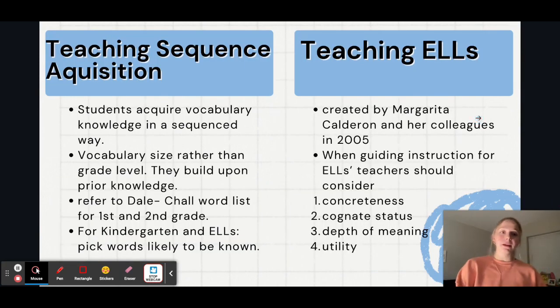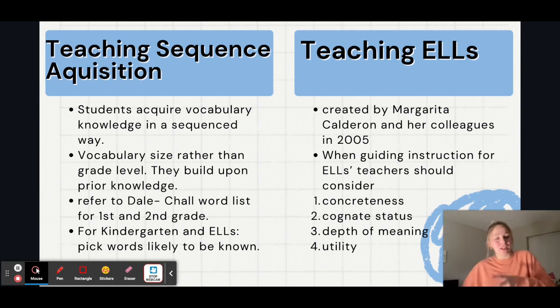That being said, we're going to be talking about the teaching sequence of acquisition. So this is the idea that just as we talked about how phonics and the teaching of reading in general is systematic, so is vocabulary in a way. It's going to be sequenced. And so we talk about the vocabulary size rather than the grade level, because these students build upon their prior knowledge, just like they do when they are learning how to read and decode these words.